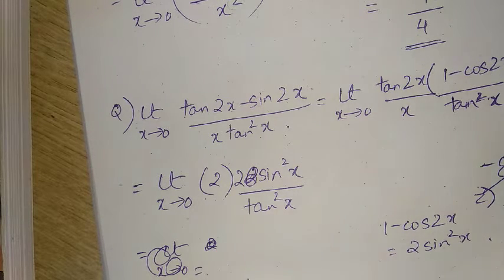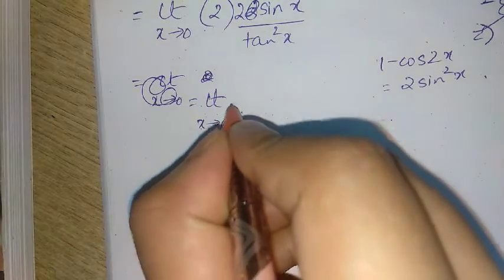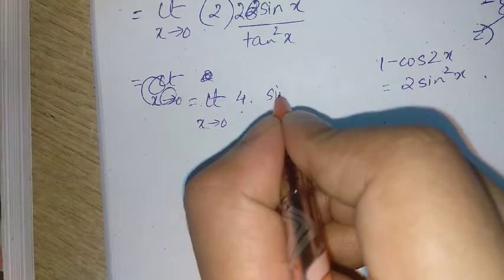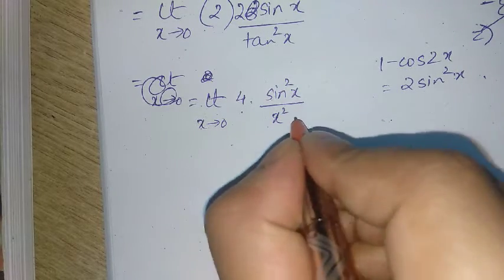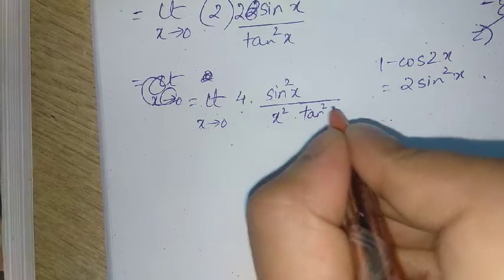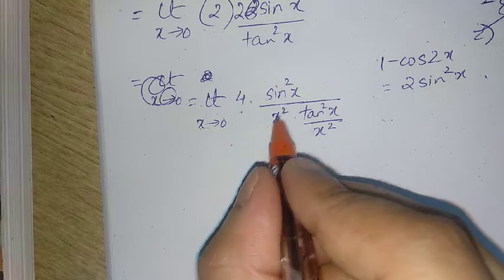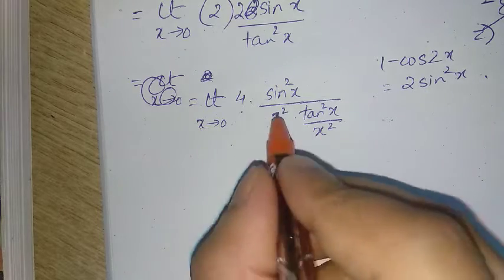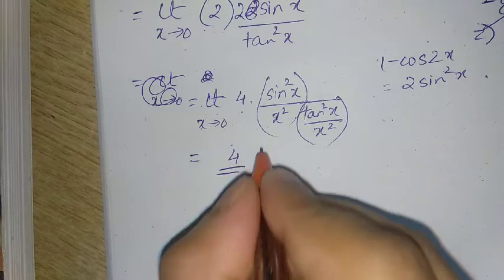So after this we will get limit x tends to 0 of 4 into sin square x by x square into x square by tan square x. What did I do? I just multiplied and divided the denominator with x square. So this is also 1, this is also 1. So final answer is 4.